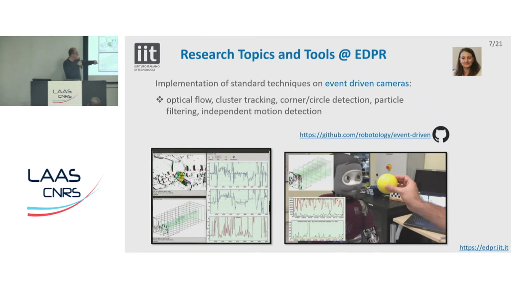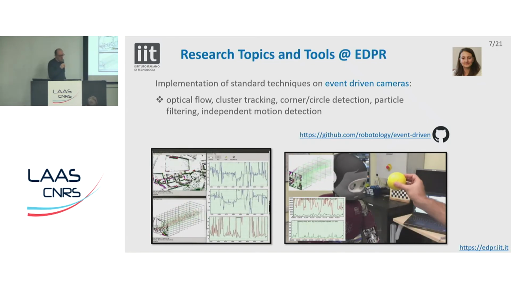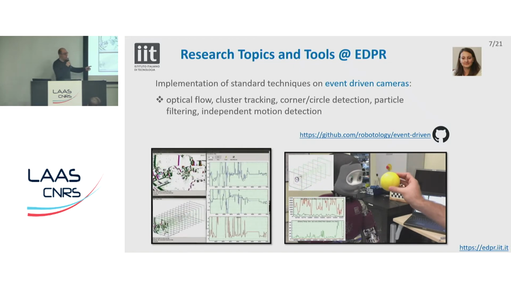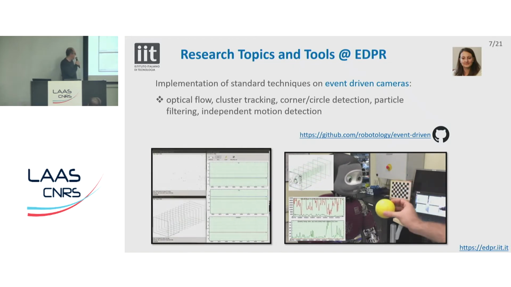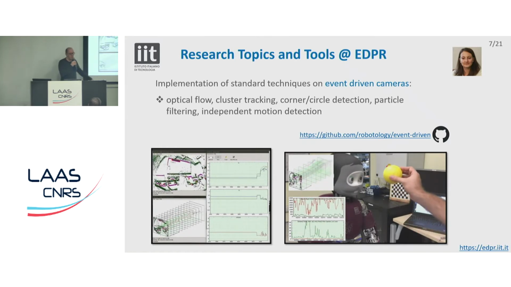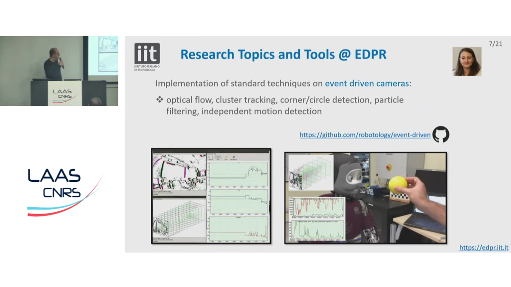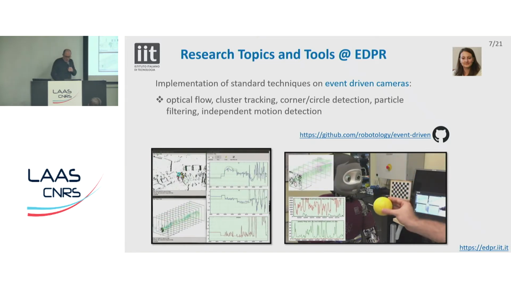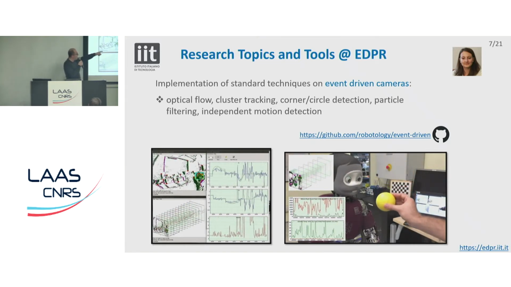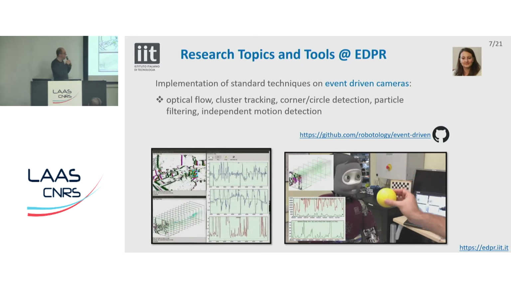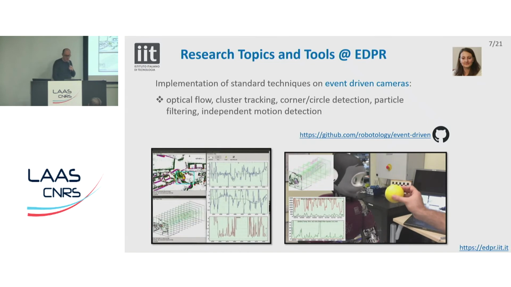You can see here on the left an example concerned with independent motion detection using event-driven cameras, and tracking of a ball on the right, still using event-driven cameras. And we have also here the software, which is publicly available on the Robotology organization on GitHub.